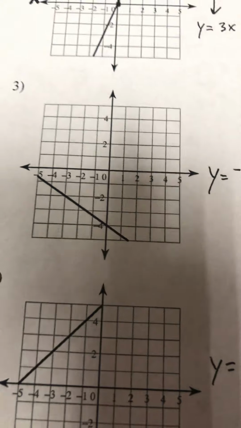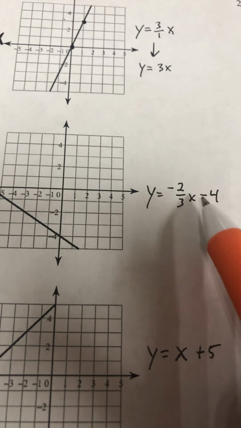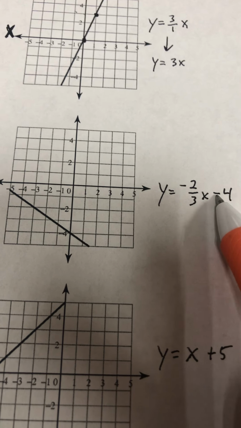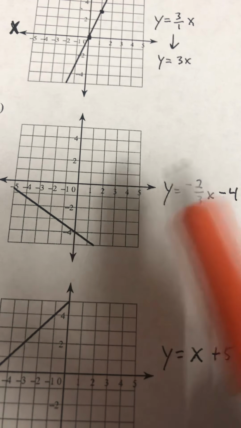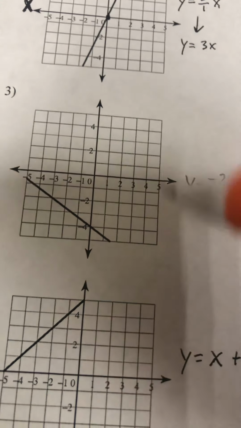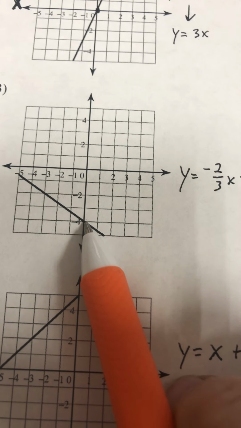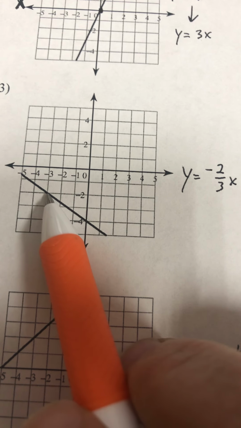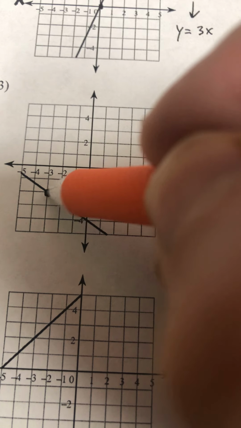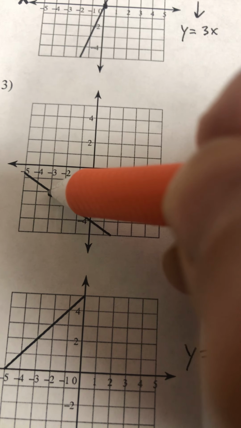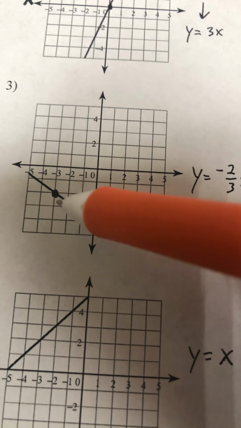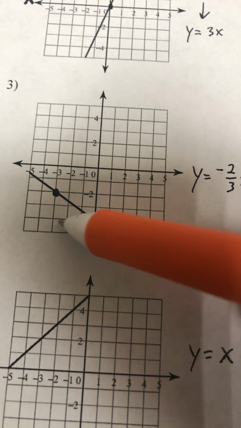Okay, number 3. Let's take a look at that one. First of all, it's crossing the y-axis at -4, so I have -4 as my y-intercept. Remember, this is the y-axis, this is the x-axis. And then I go back and I try to find where it crosses perfectly. And so right here, it crosses perfectly at -3, -2. And then I know it crosses here too.